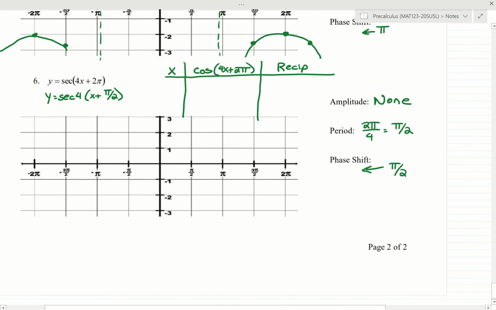And let's go ahead and type this into our calculator and see what happens. So I'm going to type in, first we'll start at 0, we'll store it, and I'll type in cosine of 4, mem variable a, plus 2 pi. At 0, I'm getting 1. The reciprocal of 1 is 1. We'll start right here. Now remember, the period's pi over 2, so it's going to be 1 here, here. Every pi over 2, it's going to be the same exact thing. It's going to repeat every pi over 2.